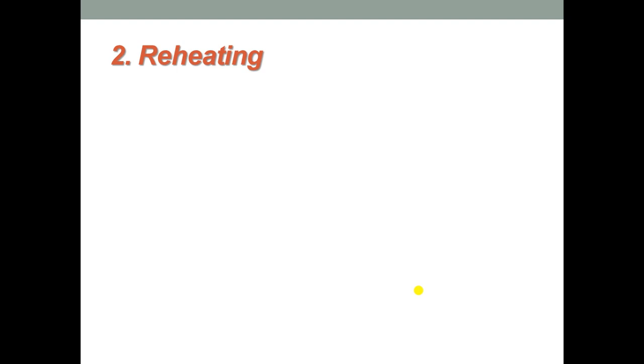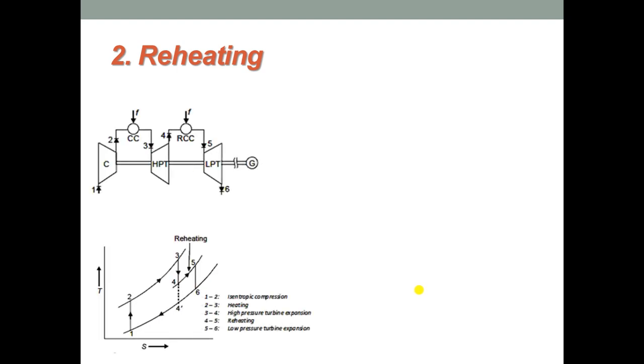So, moving on to the next one, reheating. We make use of a line diagram as well as TS diagram. The gas turbine output can be improved by expanding the air in stages. We are going to use two turbines here, one is a high pressure turbine, another one is a low pressure turbine, and a reheater is provided in between these two stages as shown in the figure. The corresponding TS diagram is also shown here.